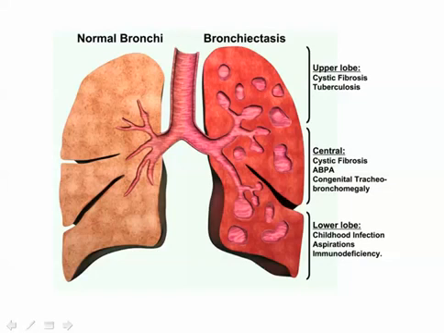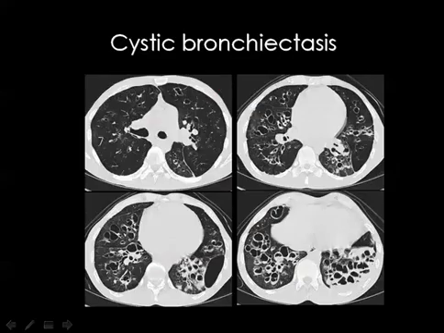This is the distribution of bronchiectasis. If they are located in the upper lobe, cystic fibrosis and TB are responsible for upper lobe distribution. In the central part of the lung, cystic fibrosis, allergic bronchopulmonary aspergillosis, and congenital tracheobronchomegaly. Lower lobe bronchiectasis is commonly seen in pediatric infection, in aspiration, and in immunodeficient patients.